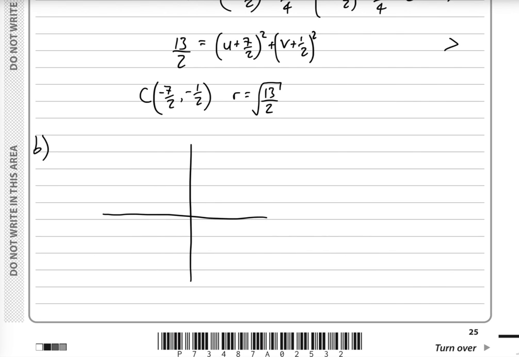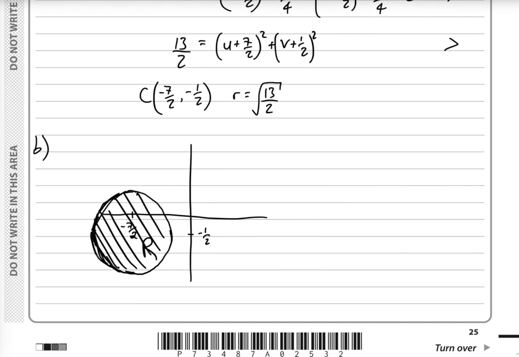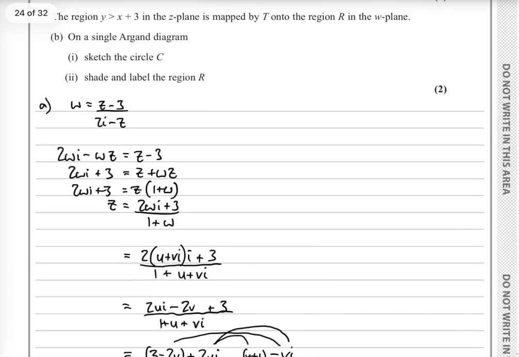So sketching this, minus 7 over 2, put that there, minus a half, put that there. So our center point is here. So let's say sort of here. Something kind of like this. Oh, the world's worst circle. Kind of. Okay, it's not too bad because we're going to shade the inside of that and label it R. That was the end of the question.